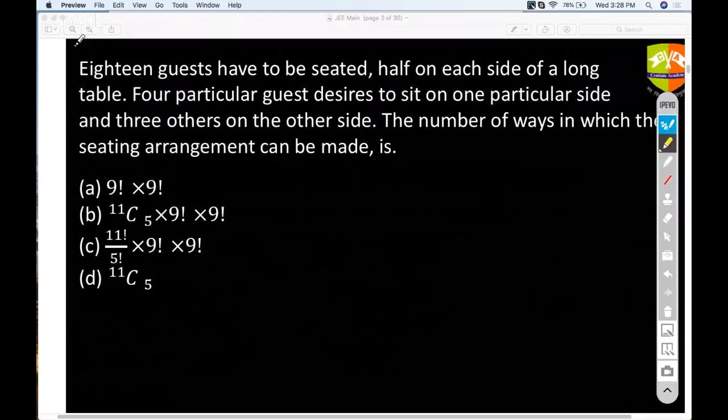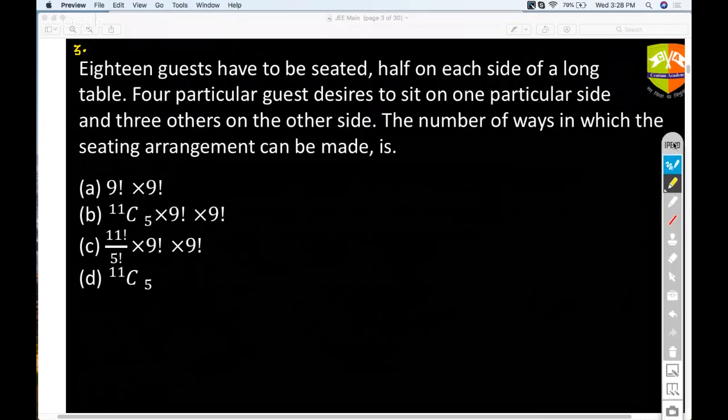Question number 3. 18 guests have to be seated half on each side of a long table. 4 particular guests desire to sit on one particular side and 3 others on the other side. The number of ways in which the sitting arrangement can be made is which of the following?